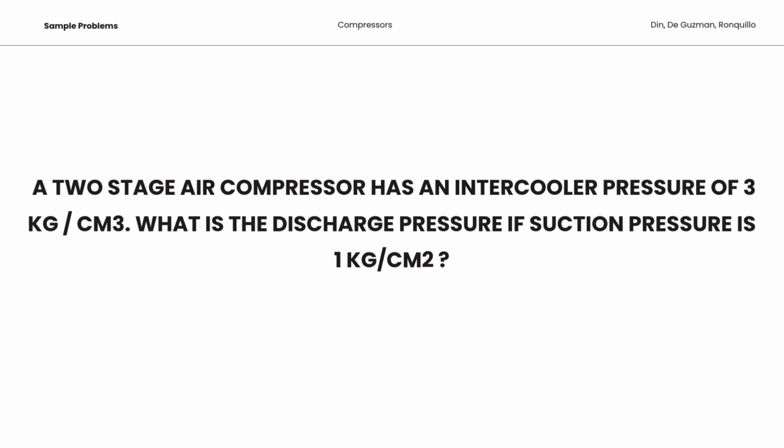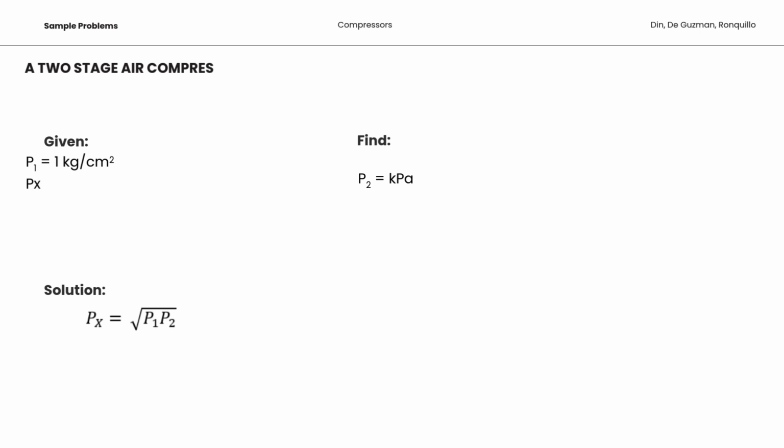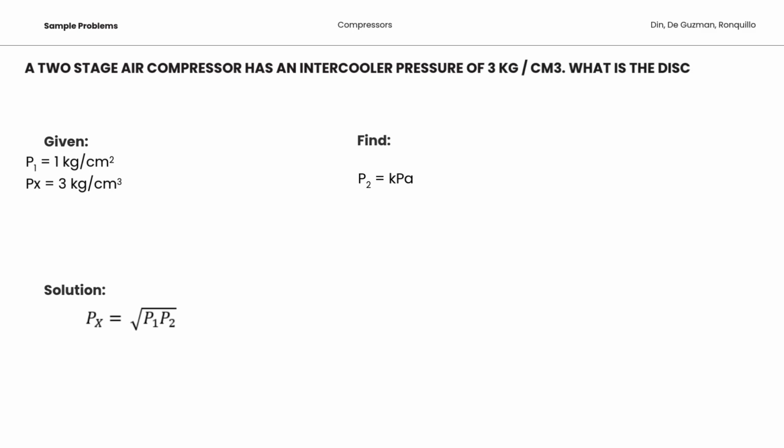So, for the last problem of this topic, a two-stage air compressor has an intercooler pressure of 3 kg per cubic centimeter. What is the discharge pressure if the suction pressure is 1 kg per centimeter squared? So, tulad lang ulit ng kanina, i-identify lang ulit natin yung mga given. So, ang P1 natin is equal to 1 kilogram per centimeter squared. At yung ating intercooler pressure is equal to 3 kilogram per cubic centimeter. So, ang hinahanap natin is P2.